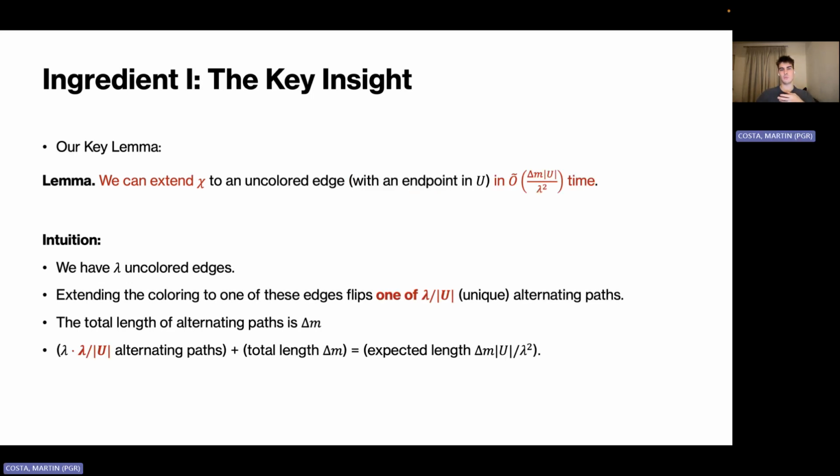So the idea here is that instead of just assigning one alternating path to an uncolored edge, every single uncolored edge will now receive lambda over the size of U many alternating paths instead. So now we have lambda times lambda over size of U many alternating paths in total corresponding to all of these uncolored edges. So the expected length of one of these is now smaller by this extra factor, right? So the expected length is now going to be a little bit smaller as long as this value is smaller, right?